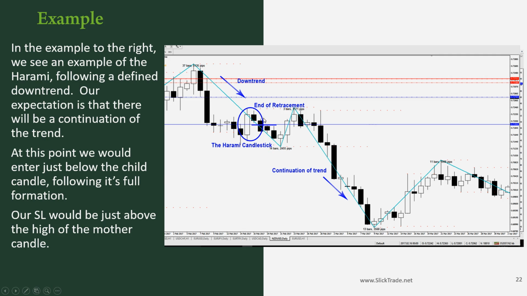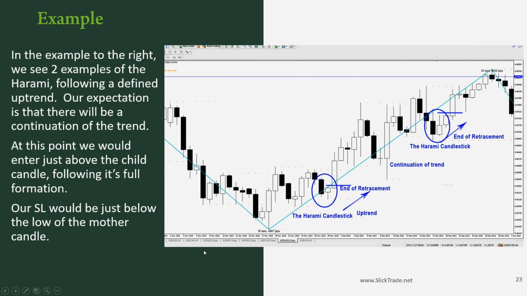So as you can see, price came down, came right back up to right around that same high, and then we had the full continuation of the trend. In this example, we see two examples of the Harami following a defined uptrend. Our expectation is that there will be a continuation of the trend. At this point, we would enter just above the child candle following its full formation. Our stop loss would be just below the low of the mother candle.